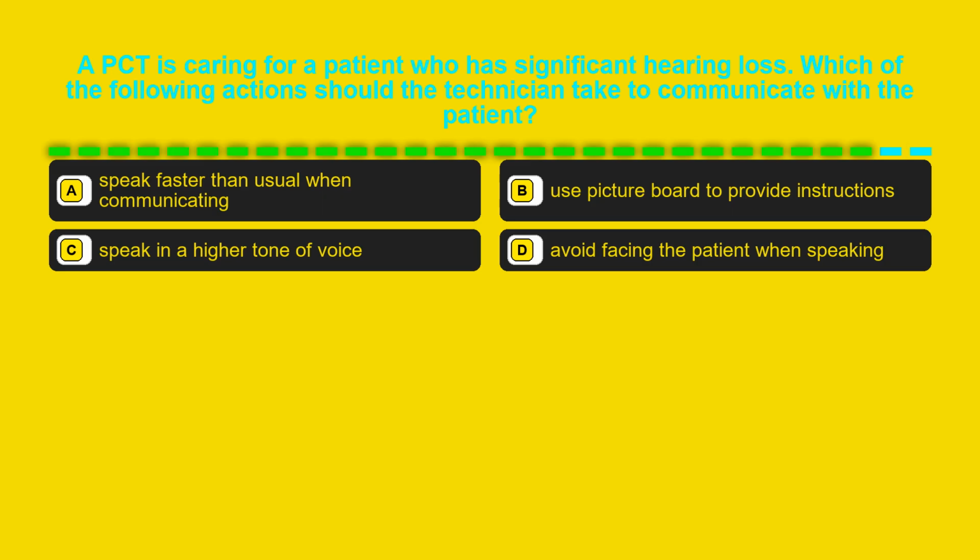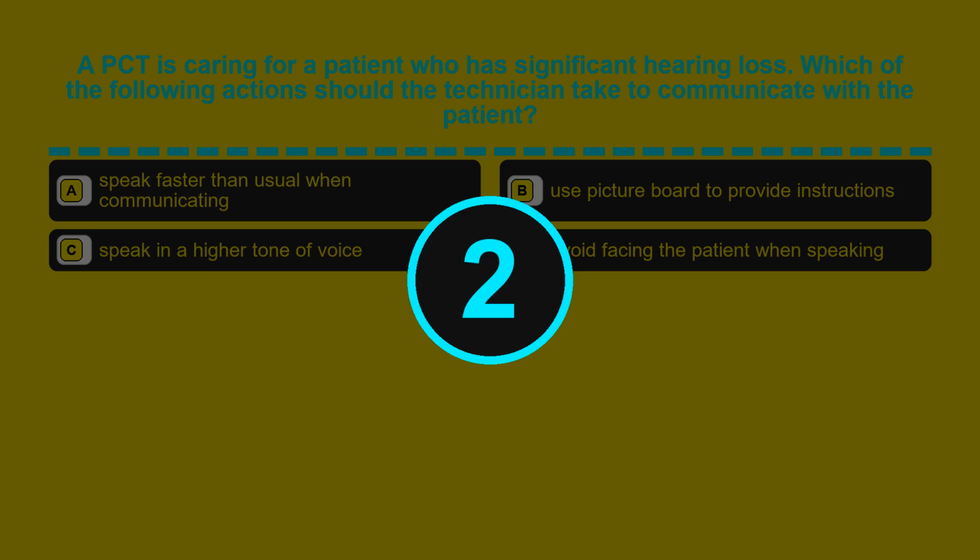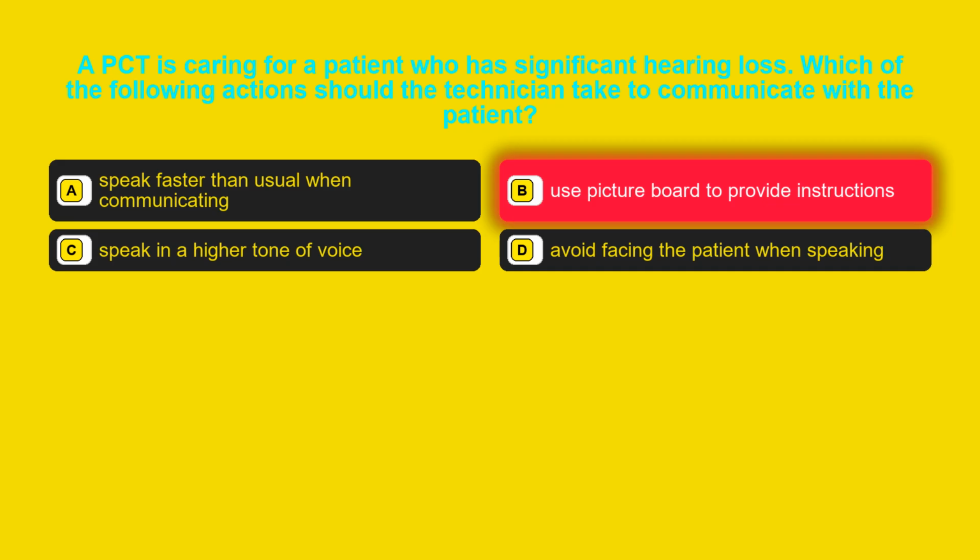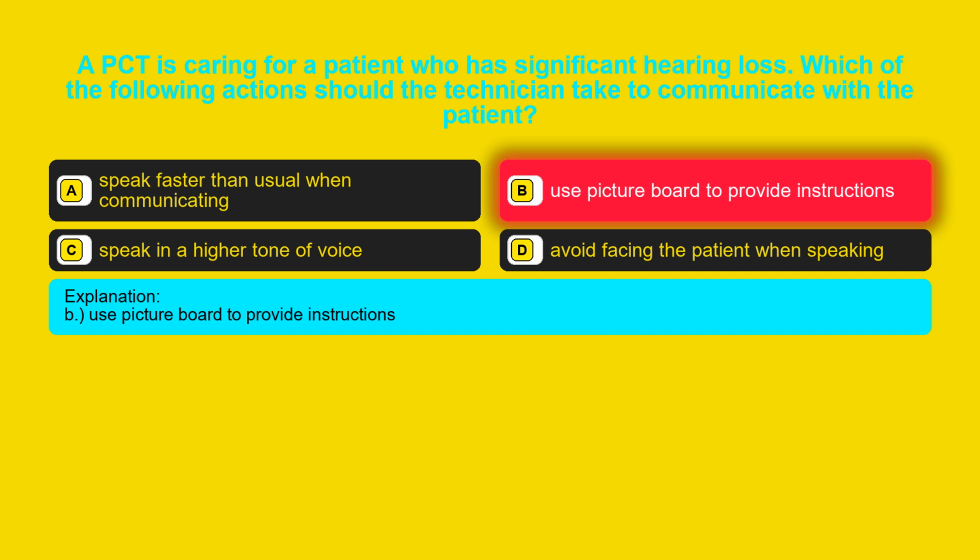Question 1. A PCT is caring for a patient who has significant hearing loss. Which of the following actions should the technician take to communicate with the patient? Option A. Speak faster than usual when communicating. Option B. Use picture board to provide instructions. Option C. Speak in a higher tone of voice. Option D. Avoid facing the patient when speaking. The correct answer is option B. Use picture board to provide instructions.